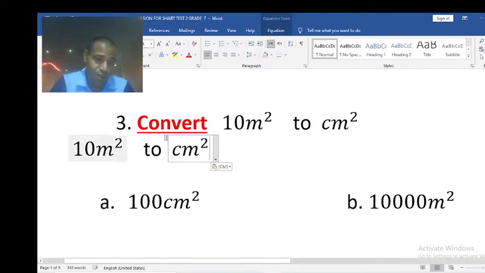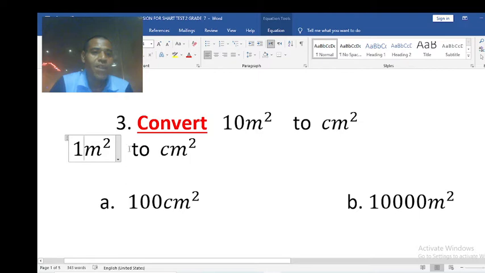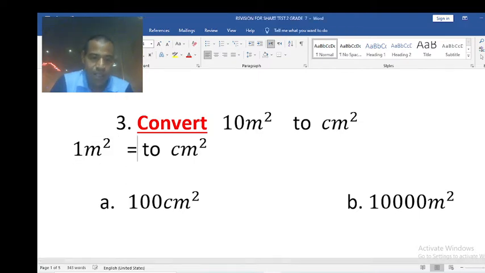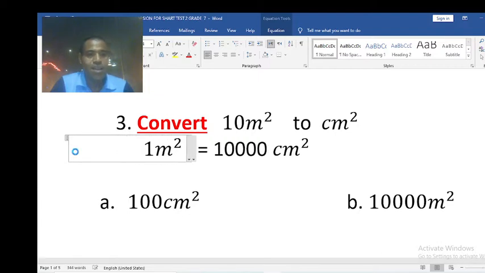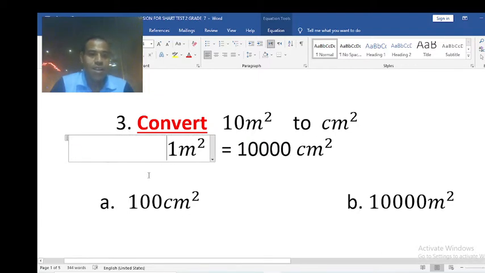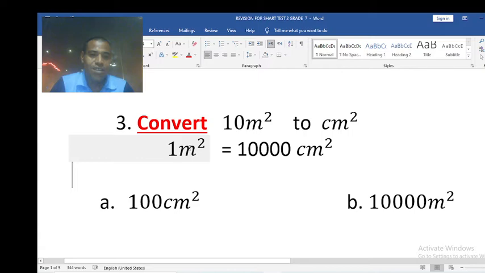So first of all, 1 meter squared is equal to what? It is equal to 10,000 centimeters square. So you can see this one. I will just make a translation. This is 1 meter square.